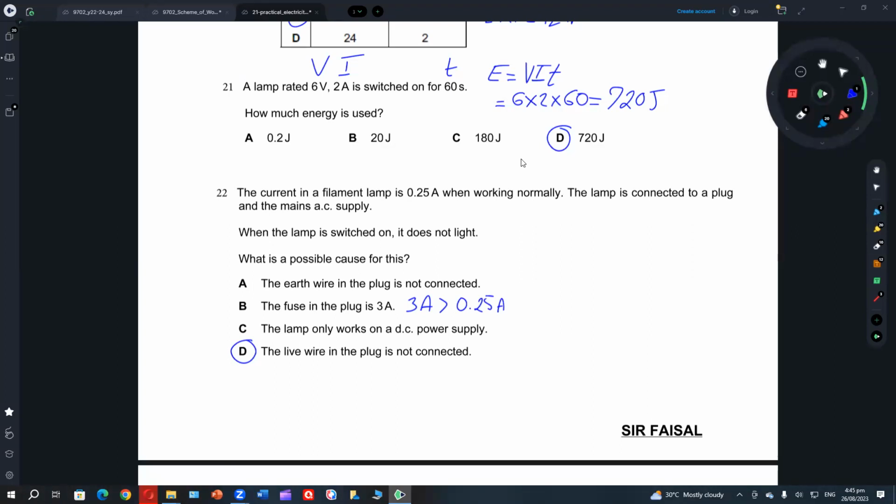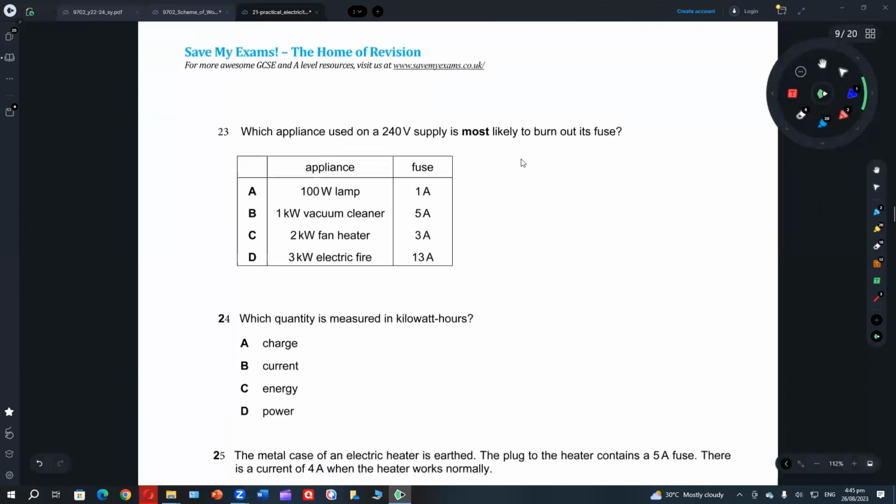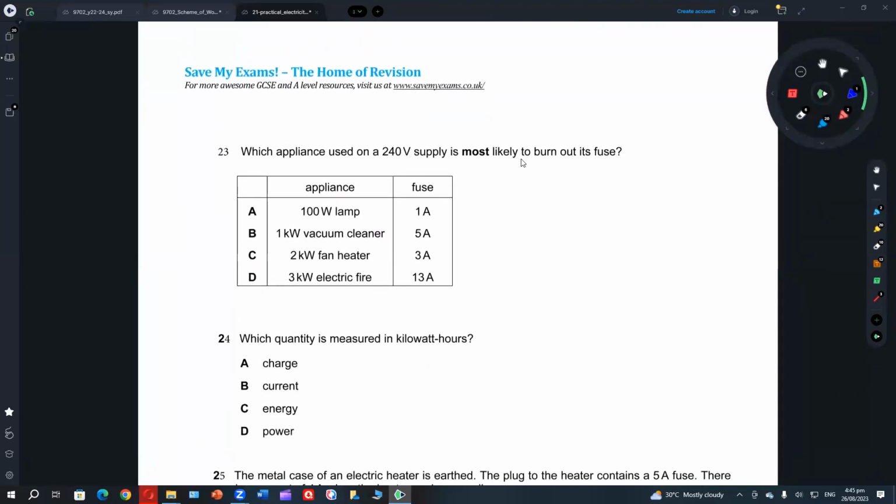The fuse is 3 ampere. 3 ampere is more than 0.2 and 5 ampere, so it should work. The lamp works only on DC. This is wrong because lamps work on AC also. The last part makes sense, because it is possible that the live wire in the plug is not connected, so the lamp is not working.